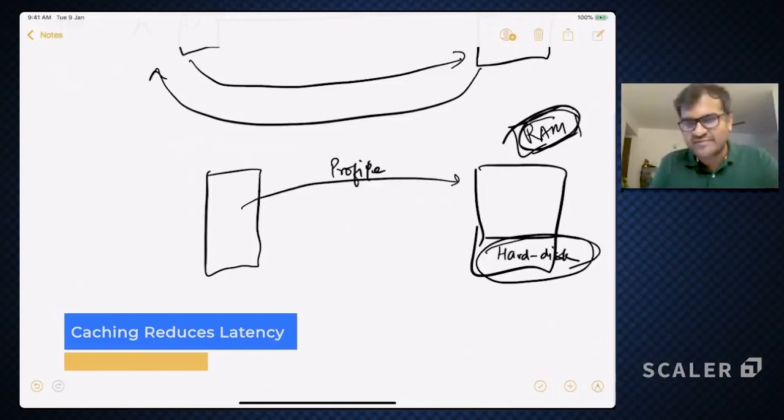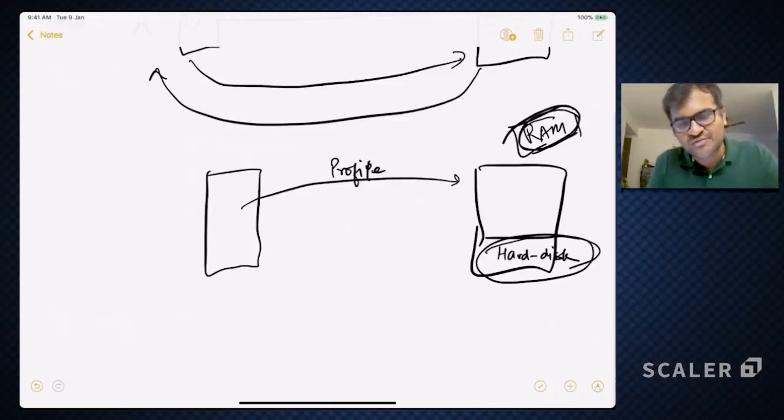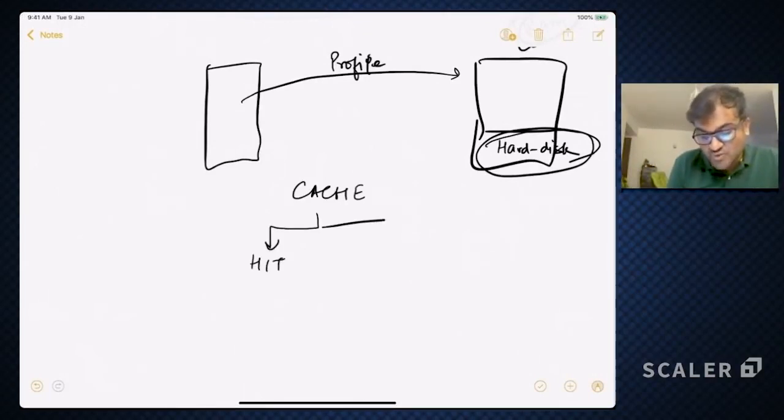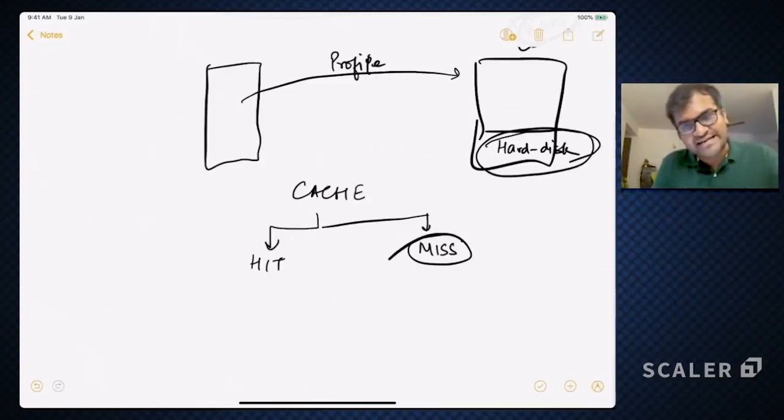A cache will never be as big as your total storage. There will always be cases when I run out of milk in my refrigerator, or when the information is not present in this fast storage. And when I find data in my cache, it's called a hit. When I do not find the data because it is not present, therefore I'll have to go to the department store or go and read from the hard disk, that is called a miss. So whenever you find data in the cache, it's a hit. You don't find it, it's a miss. That is caching.